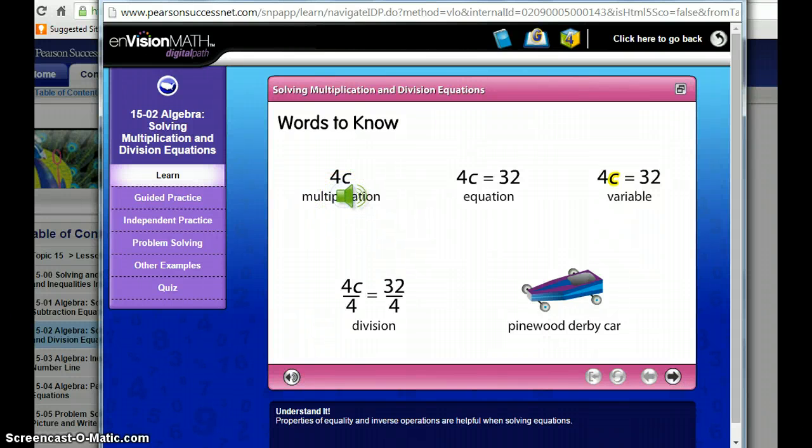Multiplication. 4C. We remember from our last chapter that just because there is no multiplication sign in between there, 4C is the exact same thing as 4 times C. Equation. Variable. Division.